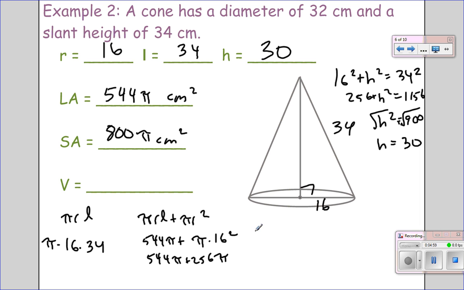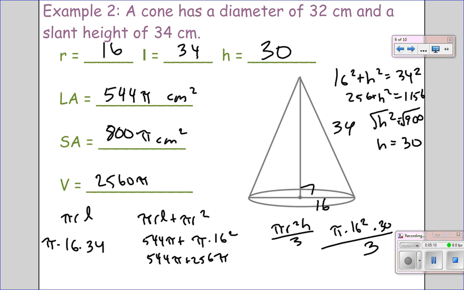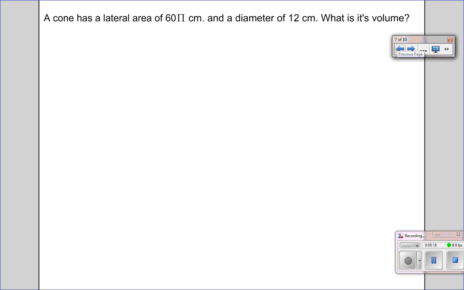And finally, volume is pi r squared h divided by 3. So pi times 16 squared times 30 divided by 3 gives you 2560 pi centimeters cubed. All right, so hopefully you're able to get there with that. Now let's look at it working backwards.